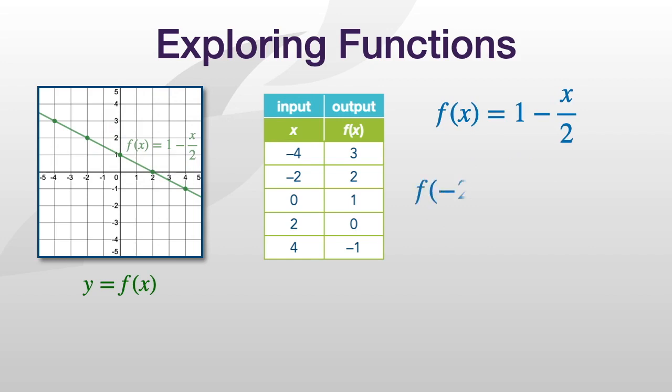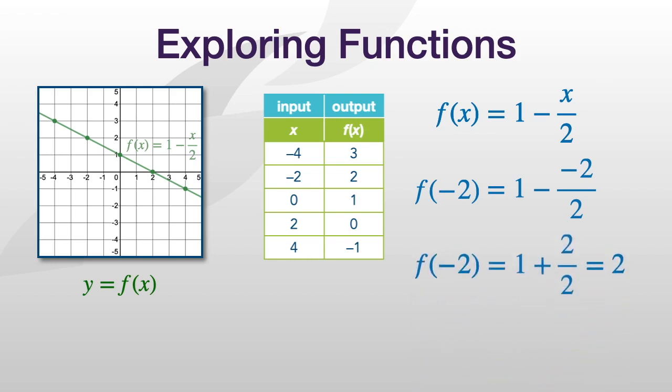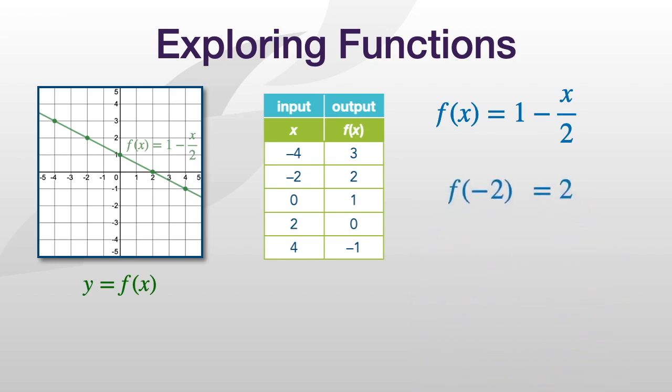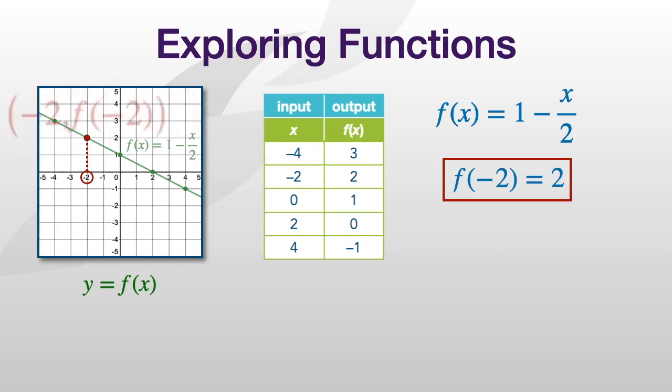If we are asked to evaluate f of negative 2, this means we substitute the value of negative 2 into x. So f of negative 2 equals (1 minus negative 2) divided by 2, which evaluates to positive 2. So f of negative 2 equals 2. On the graph, this corresponds to the point where x equals negative 2. We understand this point as (negative 2, f of negative 2), and that evaluates to (negative 2, 2). This also corresponds to the row in the table where x equals negative 2.